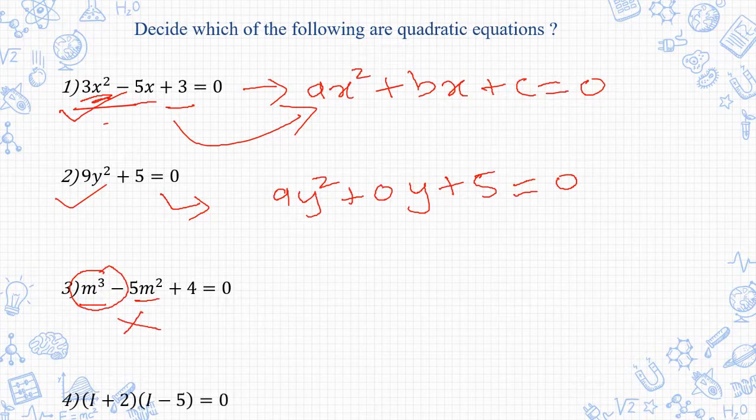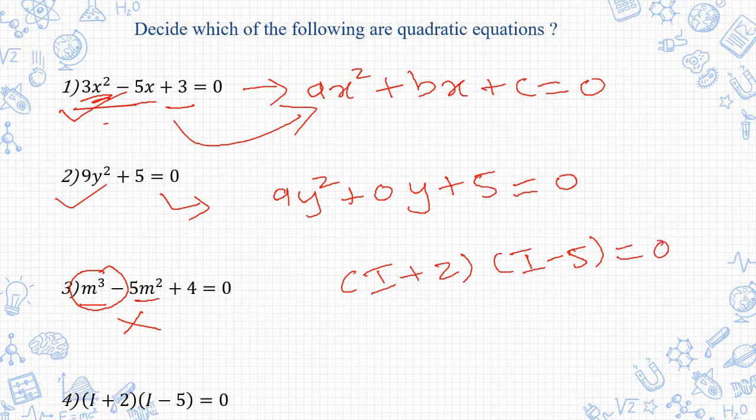If you see the last one, we have I plus 2, I minus 5. So this is I plus 2, I minus 5 equal to 0. Now, this is not in the general form of the quadratic equation.